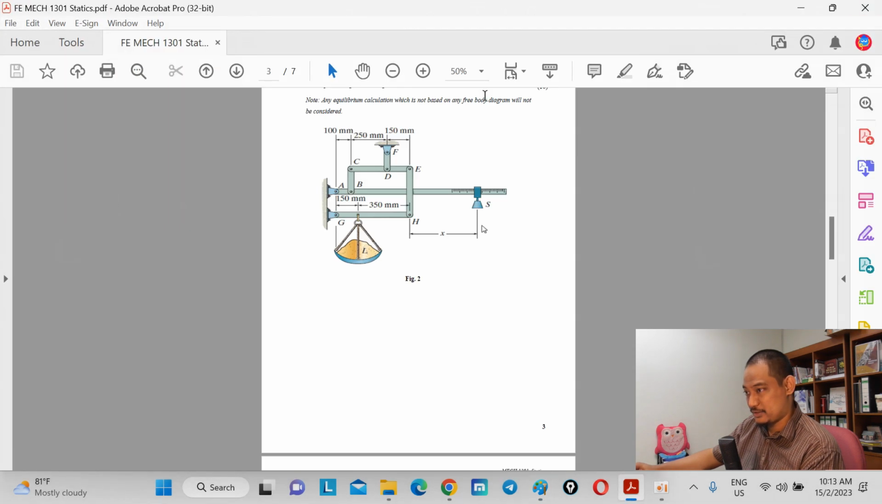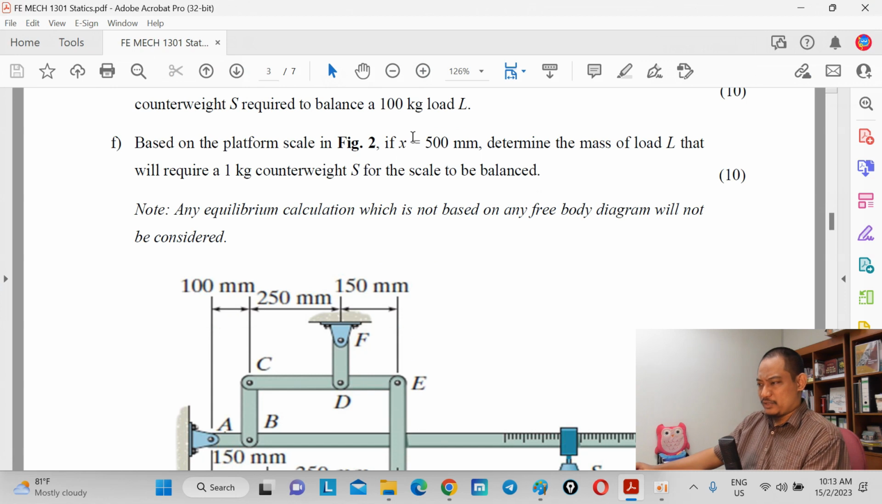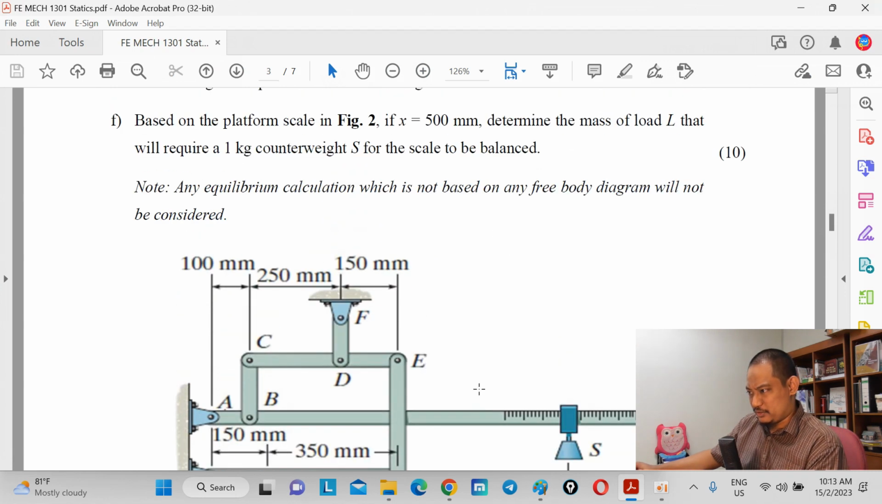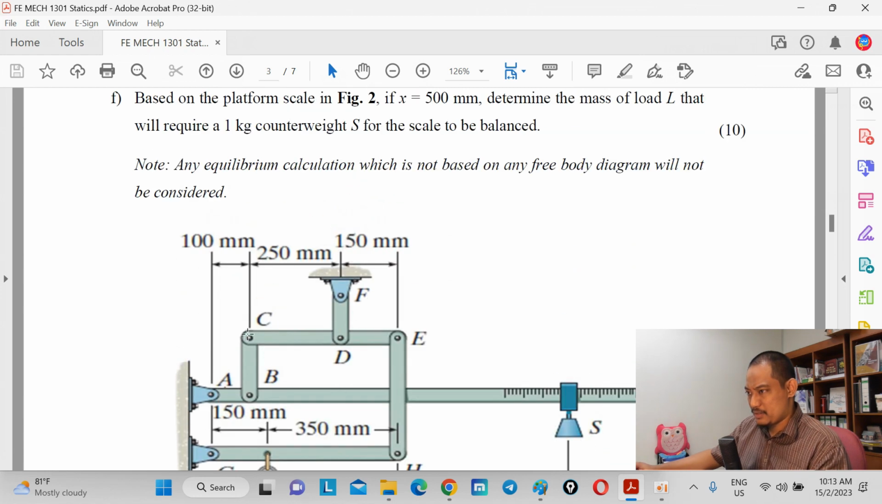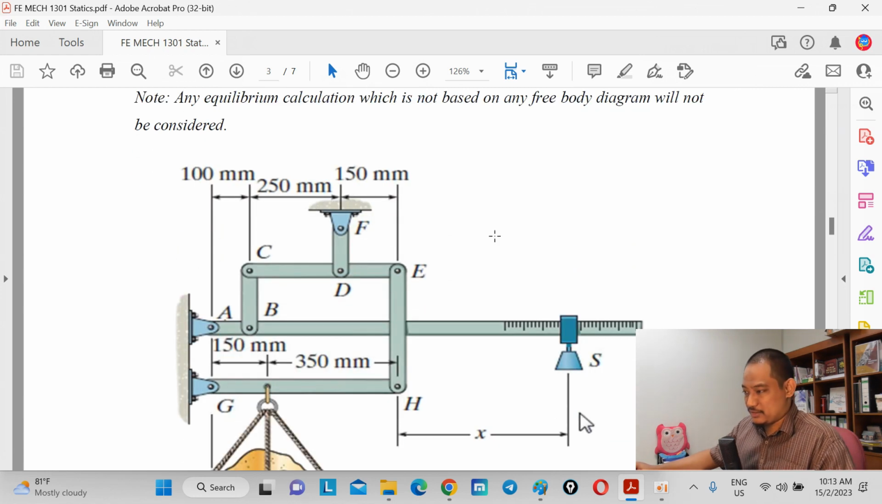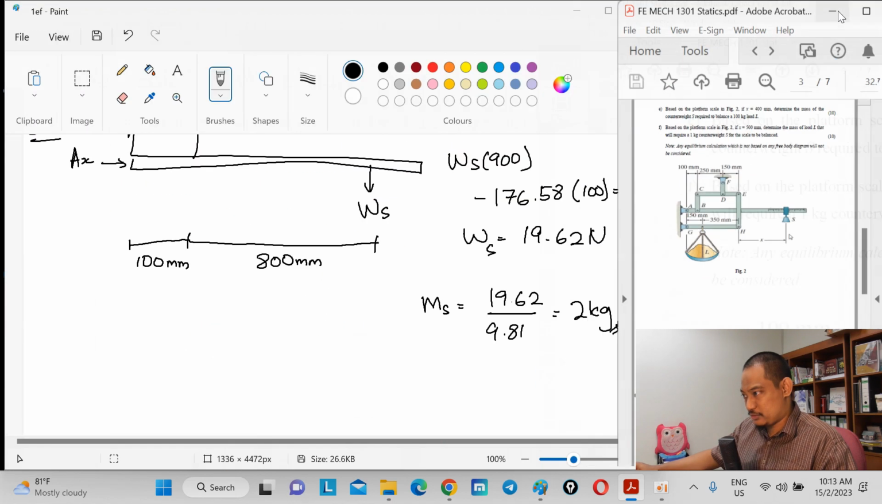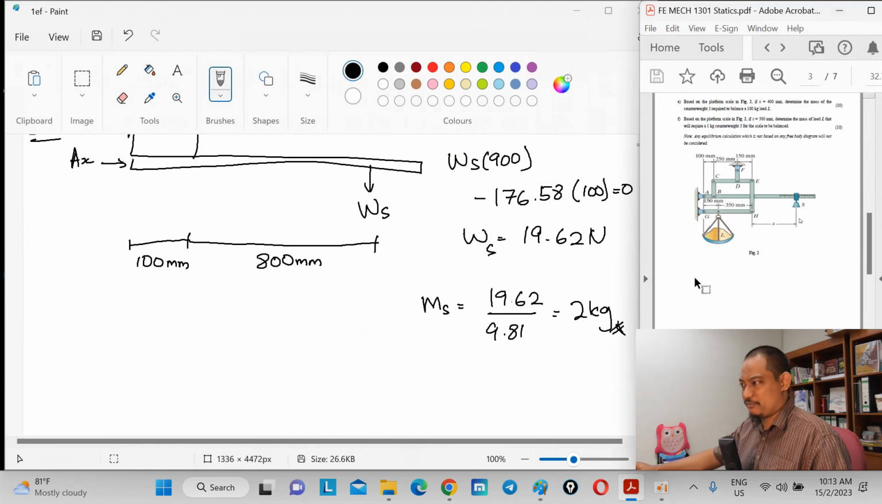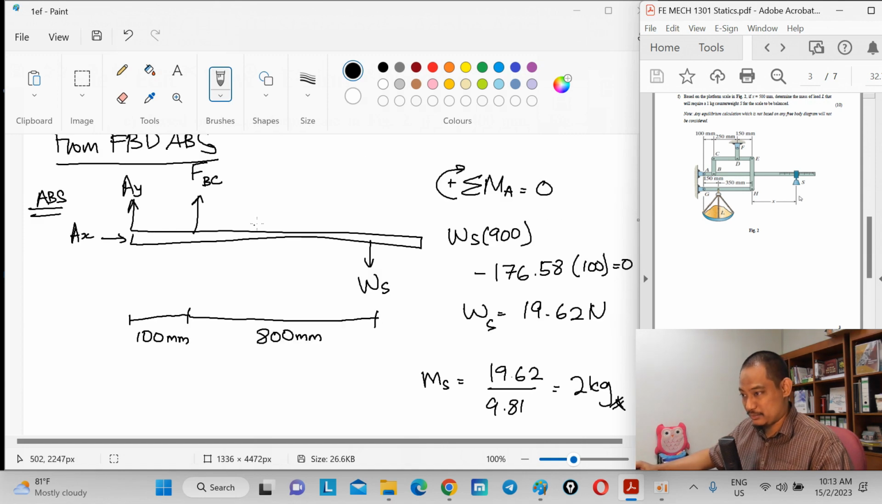Okay, so we'll go to question 1F. So what does it say? Okay, X is different. X is 500. Determine L. S is 1 kilogram. Okay, so S is given, we need to find L. Alright, if you already have done the first part, it's the same diagram and the idea is the same, but the flow is different, so you know where to start, right? You will start at the back here and then move forward, right?